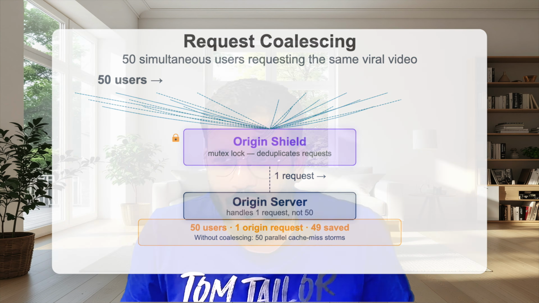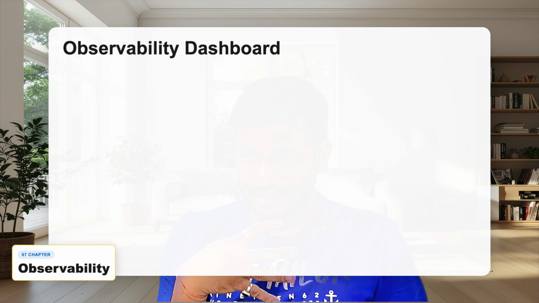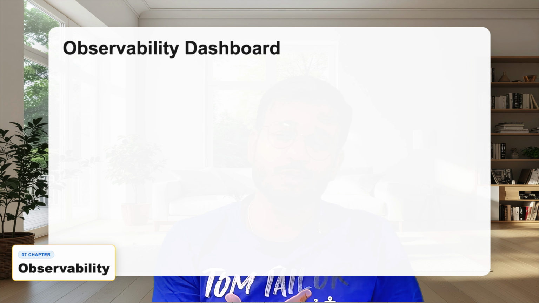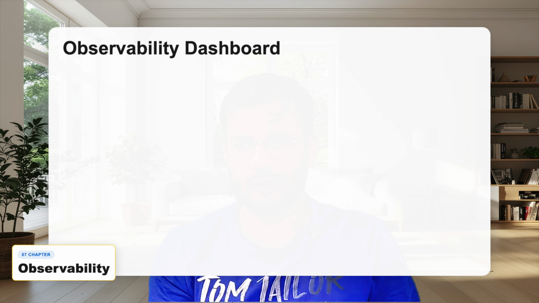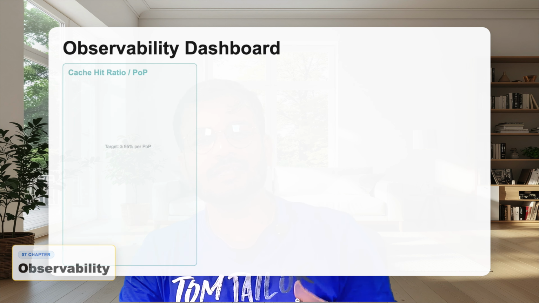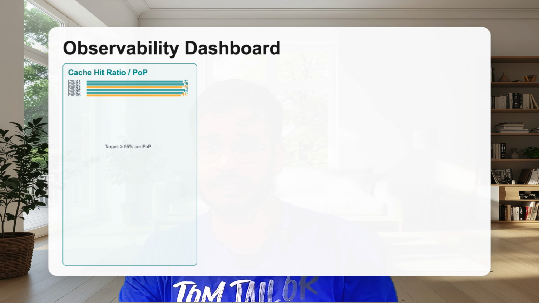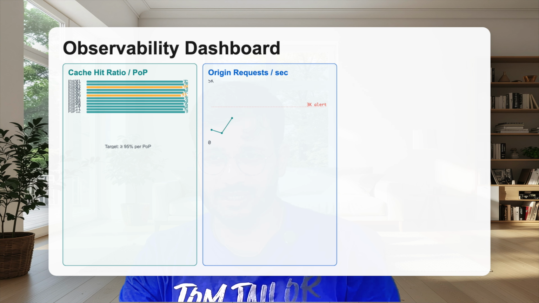Okay, now we are going to discuss a part which is also very important along with the design. If not covered, then you might be rejected at a staff level or a senior level, and that is observability. Here are some of the panels which we can use. One is the cache hit ratio per POP. It should be greater than 90% everywhere. Then we have origin requests per second. It should be less than 5% of the total.